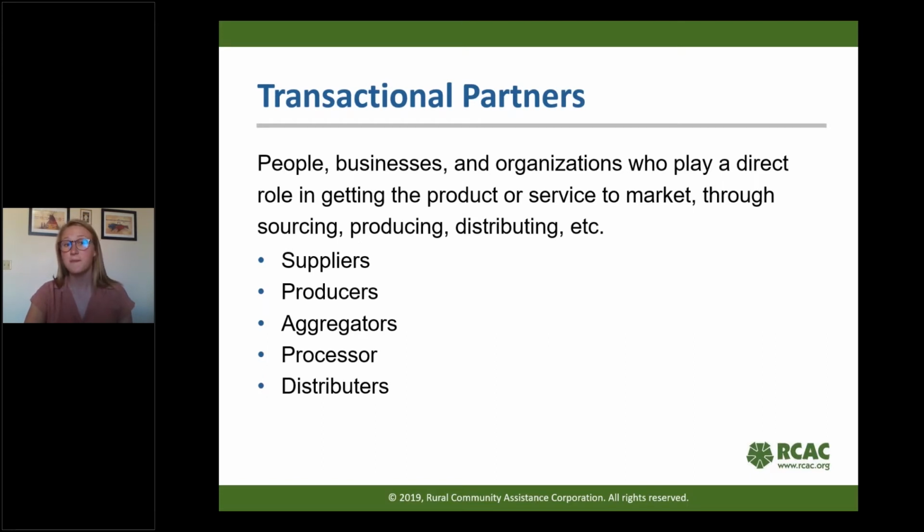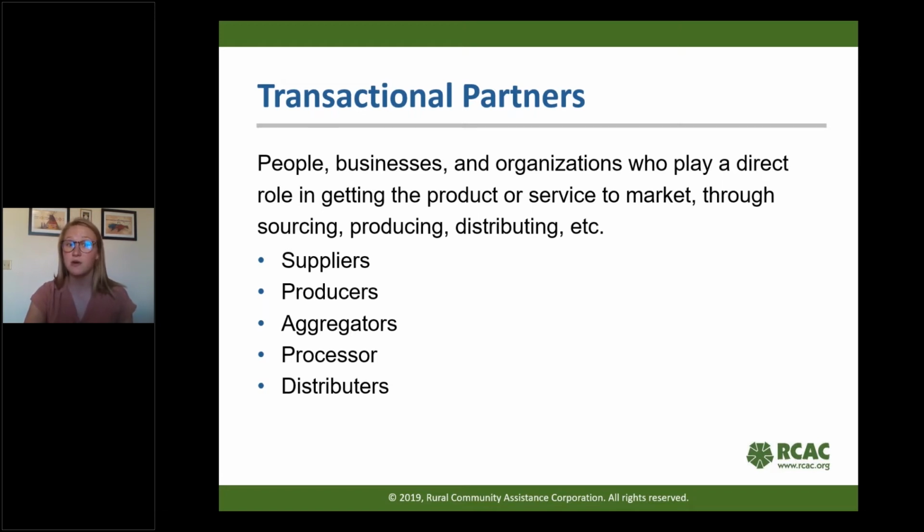Transactional partners are the businesses, organizations, and people that play a direct role in sourcing, producing, and distributing the actual product or service that you are delivering to your demand partners. Transactional partners typically include businesses or others that supply materials. So for example, if we're sticking with our potato farmer, this would be the seed supplier. These partners might also be those who produce basic goods or services from the materials. So this would be the potato farmer themselves.